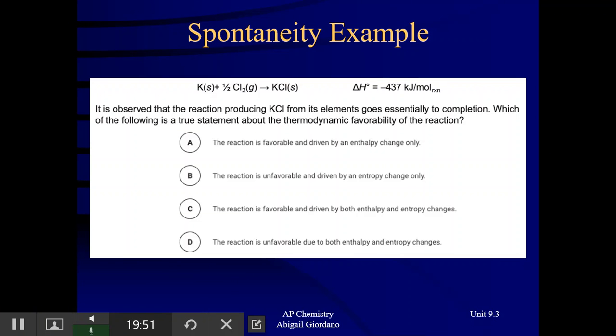So let's look at this. This question addresses this issue that we were just looking at. So we've got an equation and we're given the delta H value, and it's negative. It is observed that the reaction producing KCl from its elements goes essentially to completion. I'm going to explain in a minute what that means. Which of the following is a true statement about the thermodynamic favorability of the reaction?